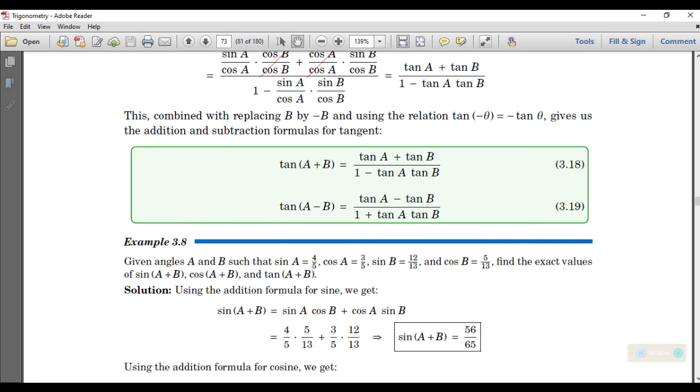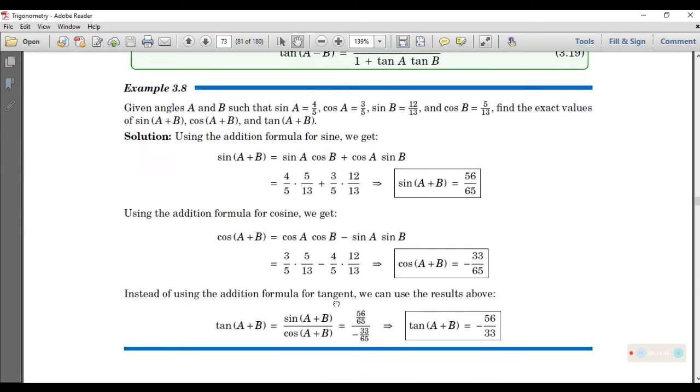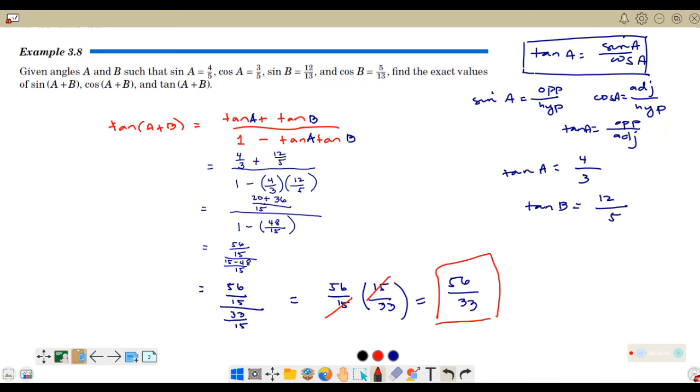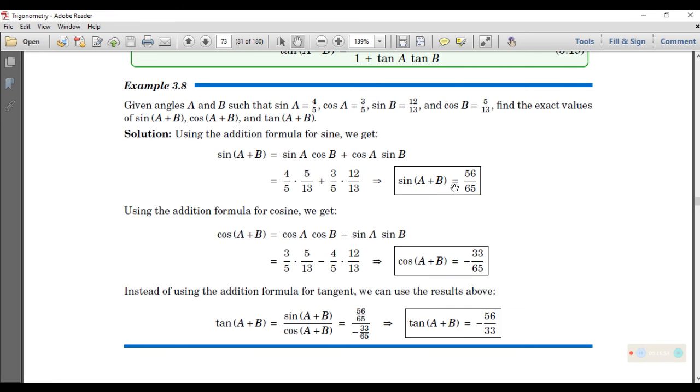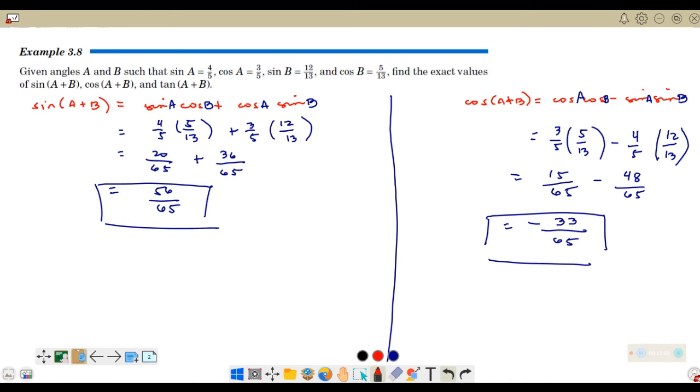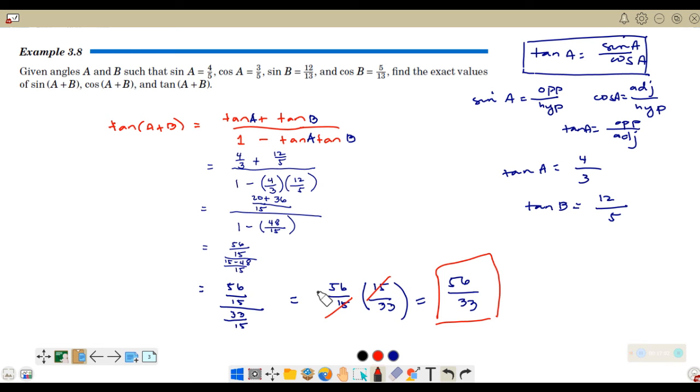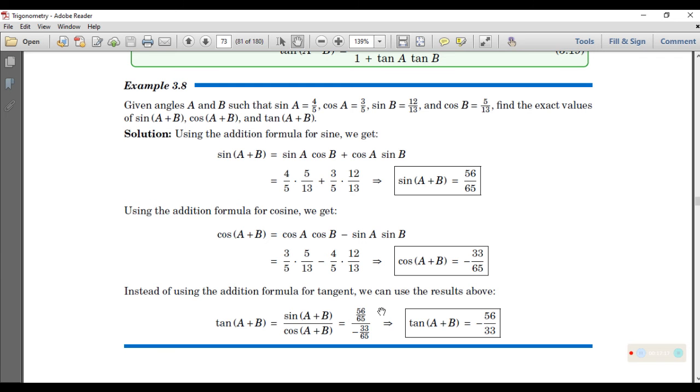Okay? So, I hope I was able to make everything clear for this example. Check nga natin kung tama yung mga sagot natin kanina. Ayun. 56 over 65, negative 33 over 65, and ayan. Ay, dito nakalimutan ko maglagay ng sign. Kasi minus nga pala ito. So, this is negative 33. Ayan, negative 33. This is negative 56 over 33. Ayan. So, final na. Yung sagot natin, nag-match naman siya dun sa book.